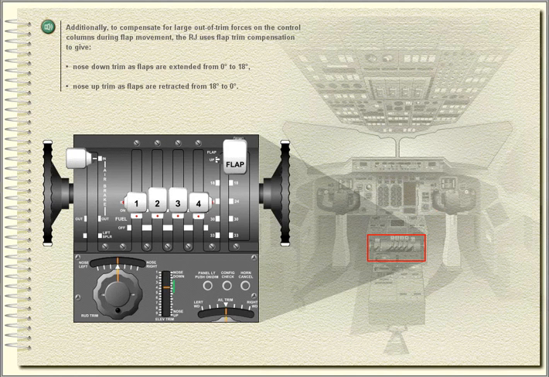Additionally, to compensate for large out-of-trim forces on the control columns during flap movement, the RJ uses flap trim compensation to give nose down trim as flaps are extended from 0 to 18 degrees, and nose up trim as flaps are retracted from 18 to 0 degrees.